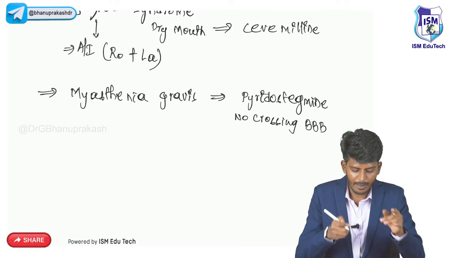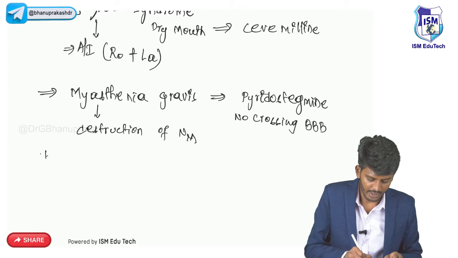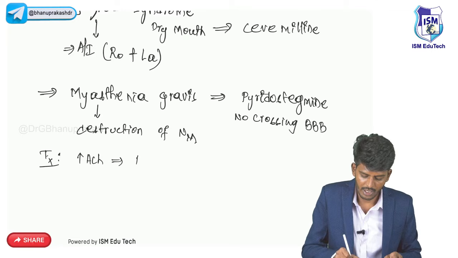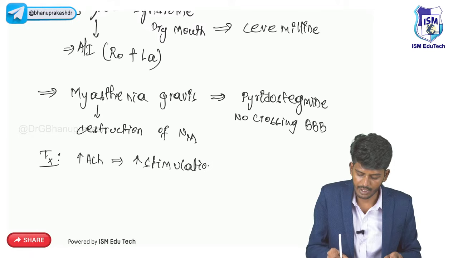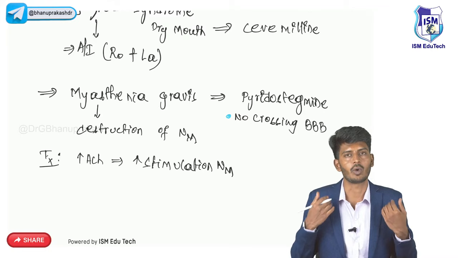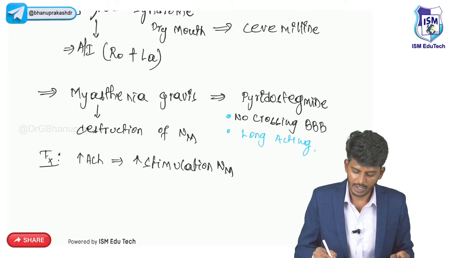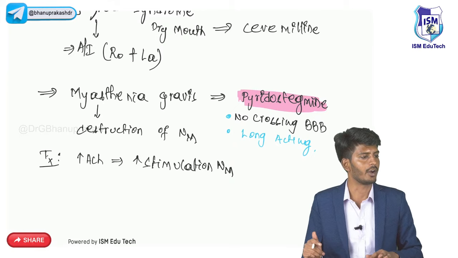In myasthenia gravis, what happens is the destruction of NM receptors. If NM receptors are destroyed, what will the treatment be? Increase acetylcholine. If you increase acetylcholine, you increase stimulation of your NM receptor. So that is the reason. So in myasthenia gravis, pyridostigmine is a better drug because all the muscles are affected. Apart from that, one more reason is that it is long acting. So for this reason only, we are going to use pyridostigmine. Hope everybody is able to understand.